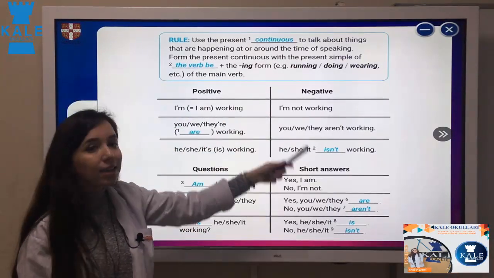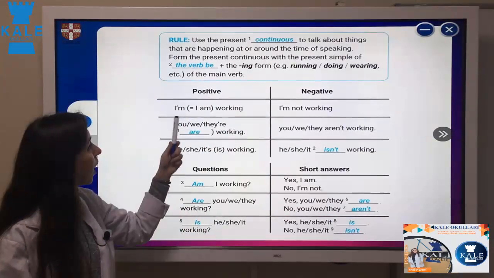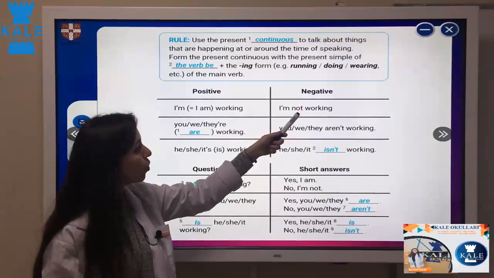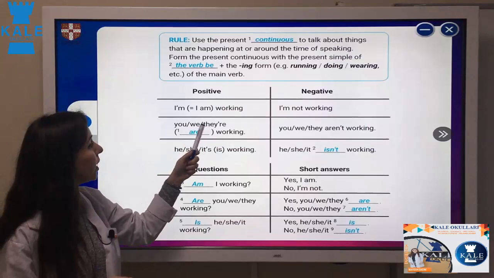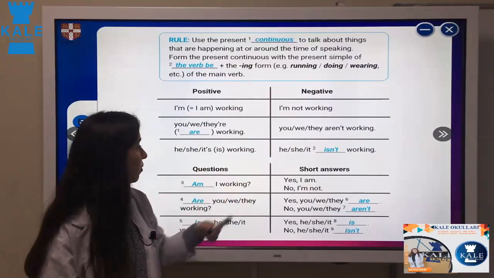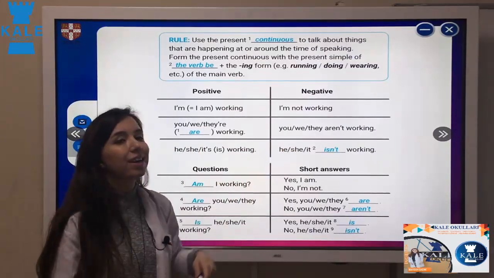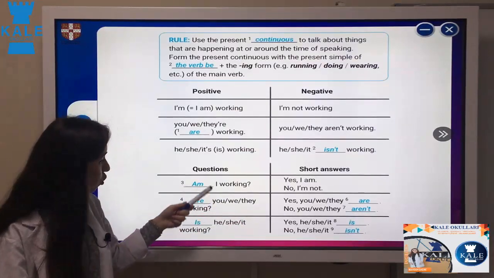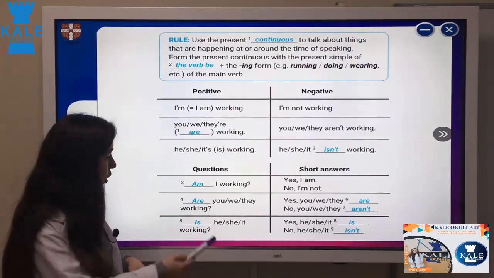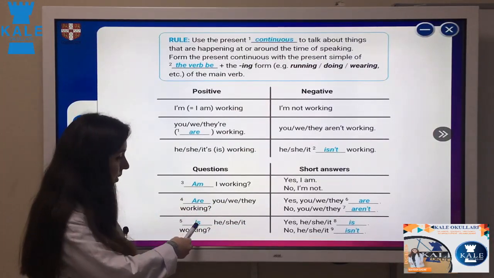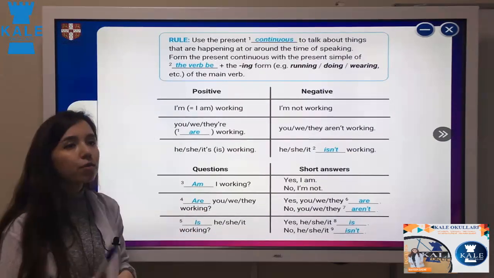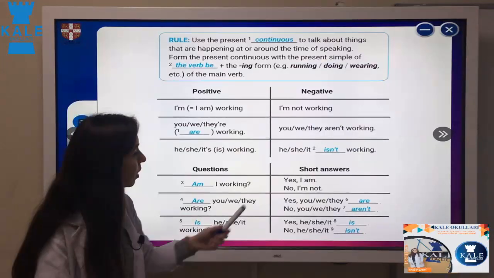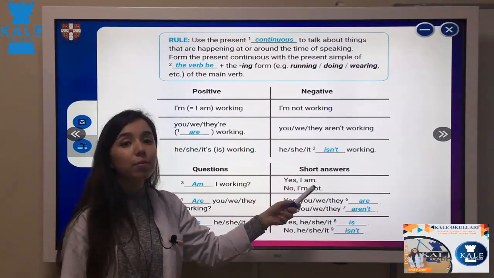The positive and negative form we have here, yes. I am working, I am not working, or I'm not working. Both of them true. You, we, they are working, they aren't working. He, she, it is working, isn't working, yes? So question form, as I told you, you can use am, are, is. But for I, we use am, yes? Am I working? Yes, I am working. Yes, I am, or no, I am not.